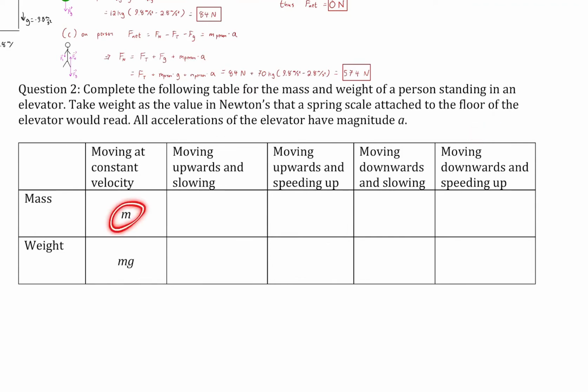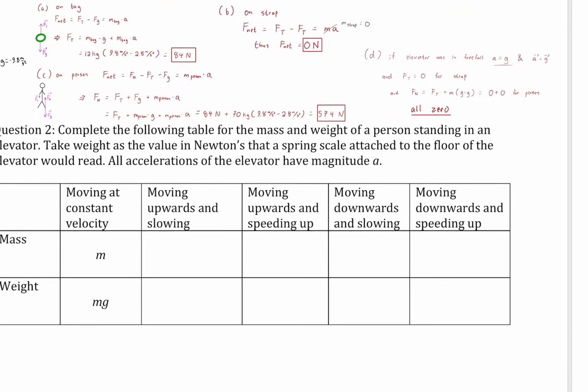I've already filled in the constant velocity case because we know that mass is just mass, and when moving at constant velocity, when there's no acceleration in the reference frame, weight is just mg. But what about when there is an accelerating reference frame? Well, all right. Oh, I left off part D from the previous problem.